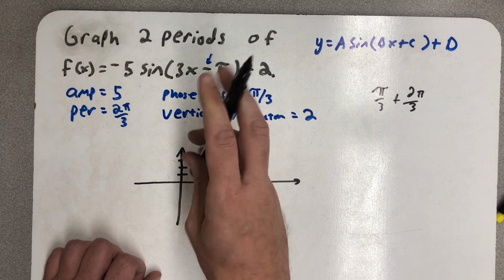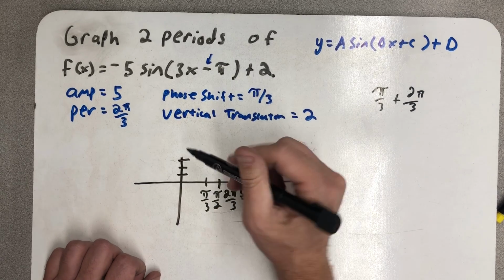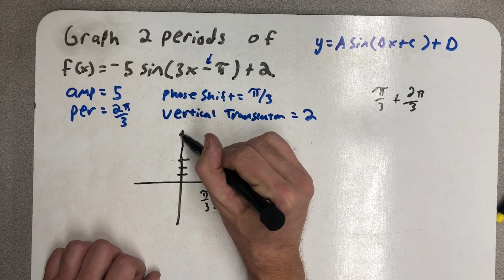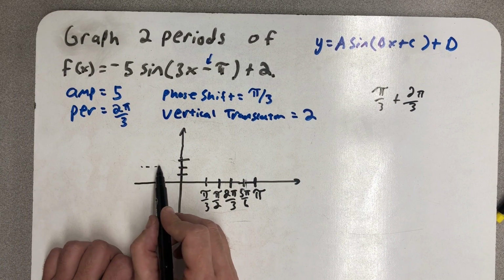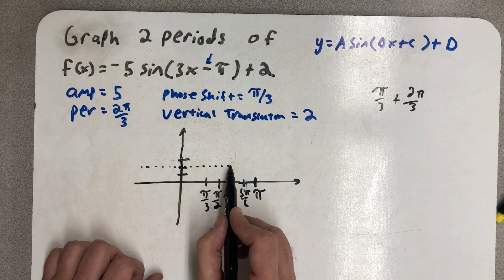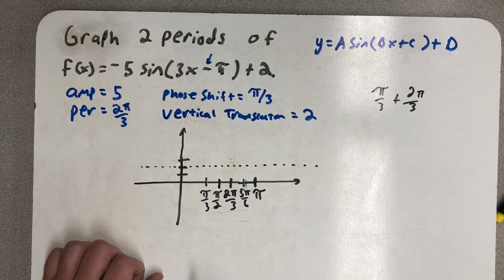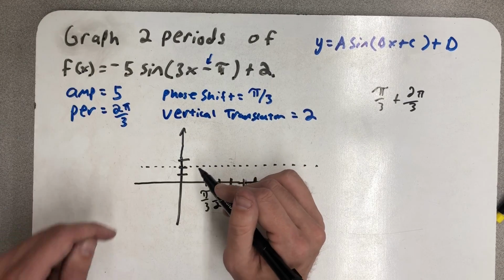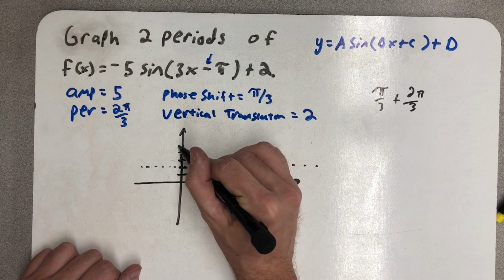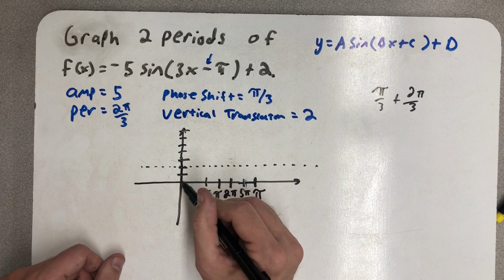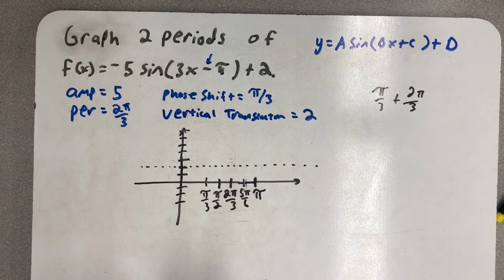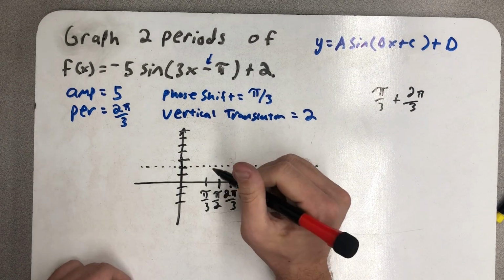I think I need my axis here to be a little taller. The vertical translation being 2 means my sine function here is going to weave around that line at y equals 2. And then I need to be able to go up 5 and down 5 from there. So 1, 2, 3, 4, 5 up at 7, and then down 5. 1, 2, 3, 4, 5 down there at minus 3. All right, so my first period of sine here.